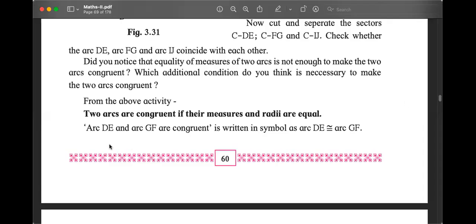So what we understand from this is, two arcs are congruent if their measures and radii are equal. Both have to be same, their measures and their radii. The circles have to be of the same size and the central angles also have to be same. Only then the arcs will be congruent. So Prachi used the word size. We measure the size of a circle by its radius. Okay.